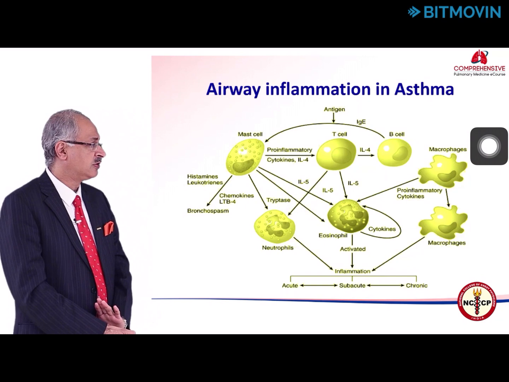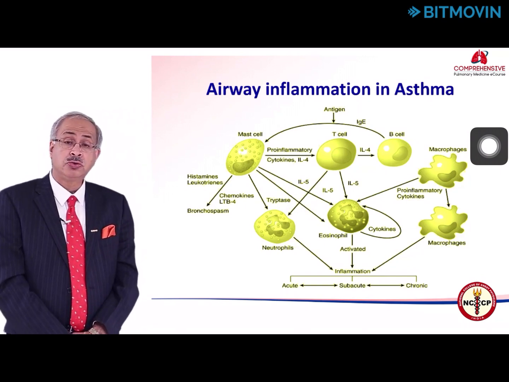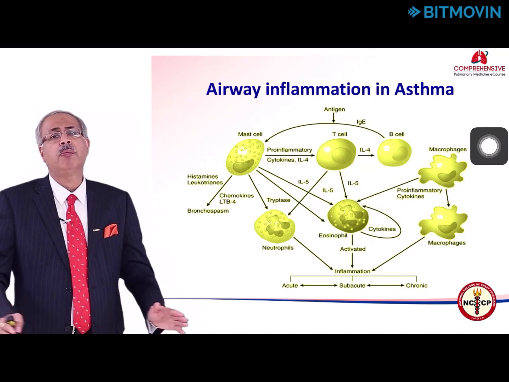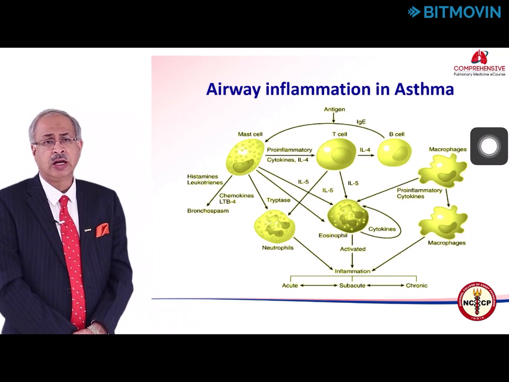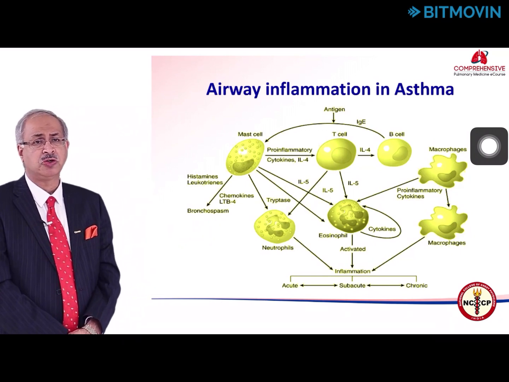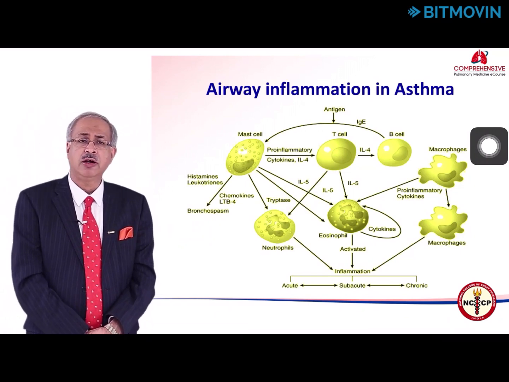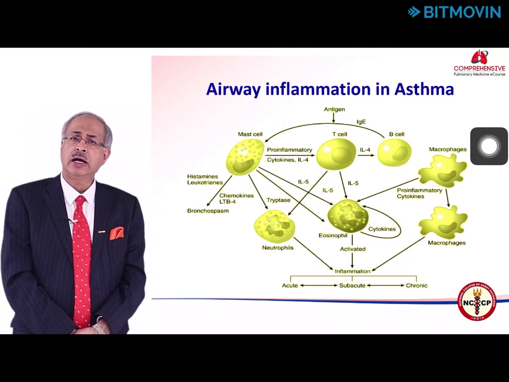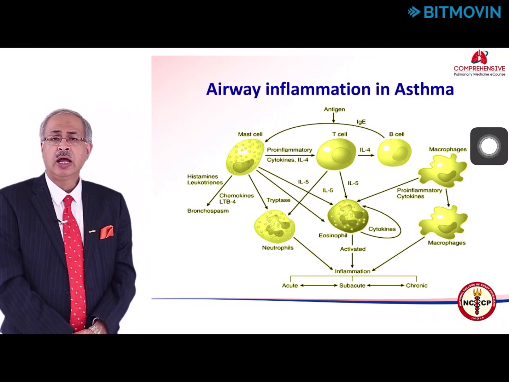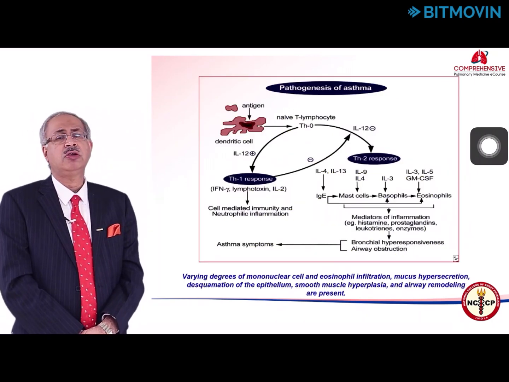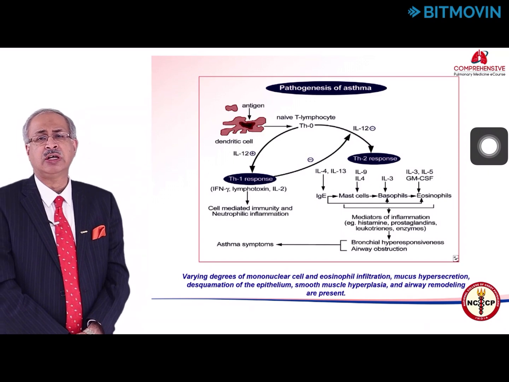This inflammation could be acute, then there could be chronic, and in between subacute. So there is a varied component of inflammation, and the acute, as I said, is primarily responsible for causing acute bronchospasm. Then there could be late responses, and because of persistence of inflammation, there can occur modification, remodeling, and persistence of symptoms of bronchial asthma.